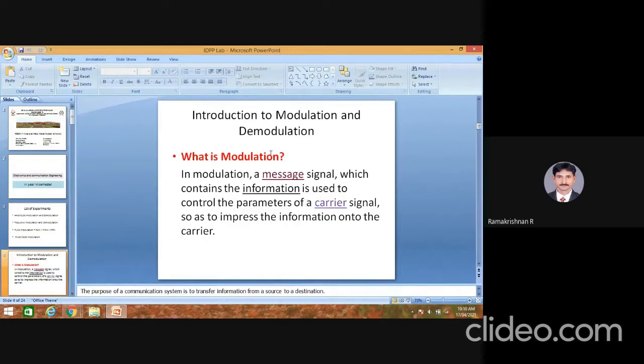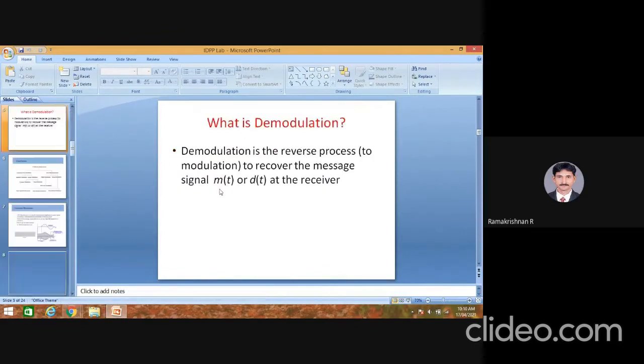Before going to the experiments, what is the need for modulation? In modulation, a message signal which contains the information is used to control the parameters of the carrier signal so as to impress the information onto the carrier. The main important aspect of modulation.